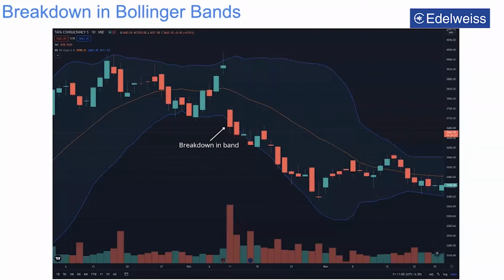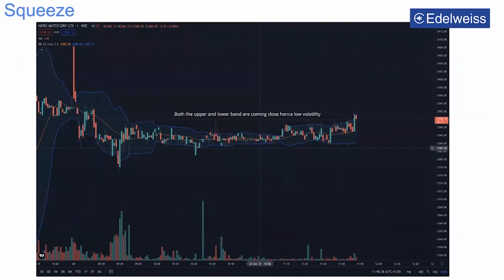And one of the greatest structures of Bollinger Band is what we call the squeeze. As you can see, this is Hero Motocorp. Of course, this is a daily chart, so it's not that common to find a squeeze in the daily chart.